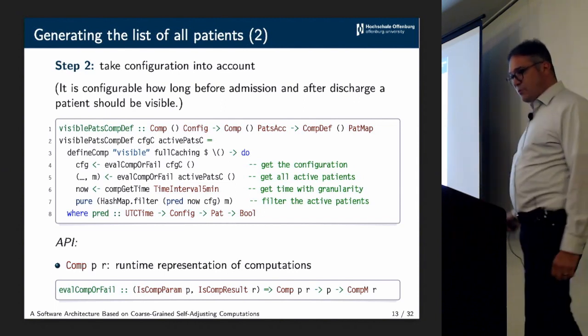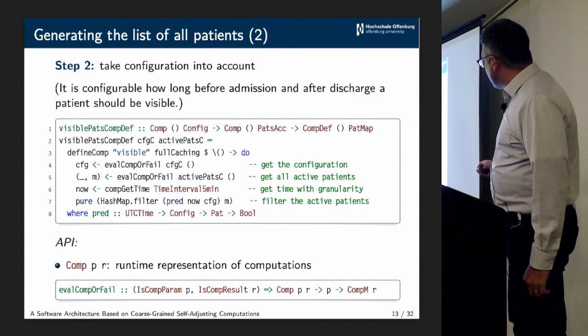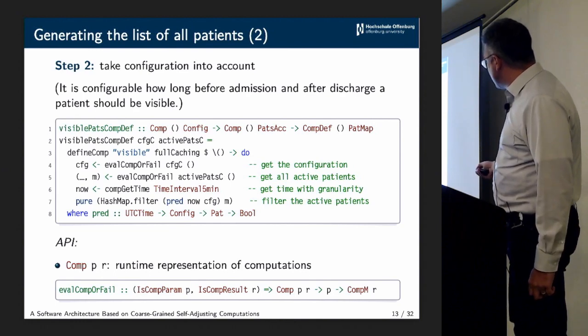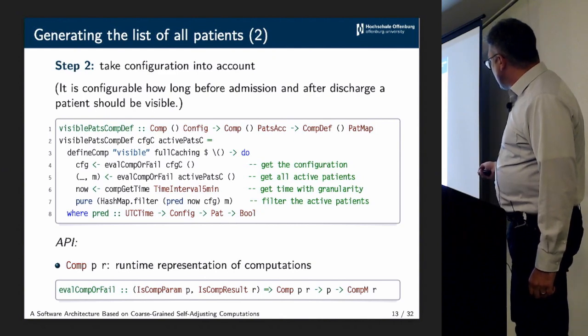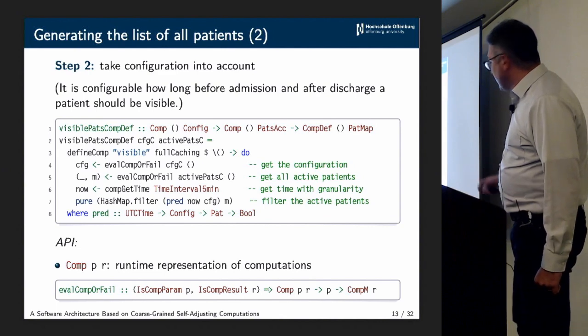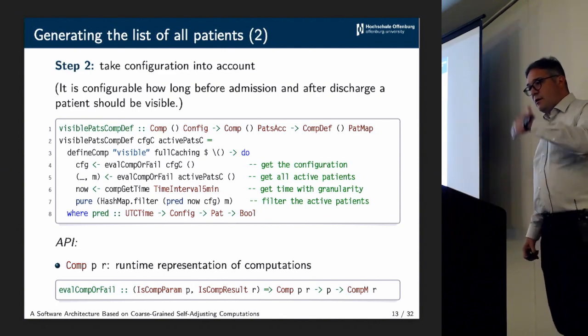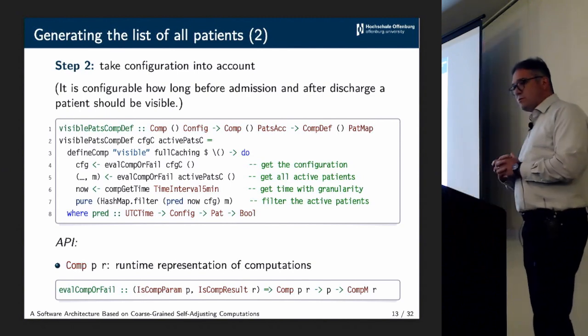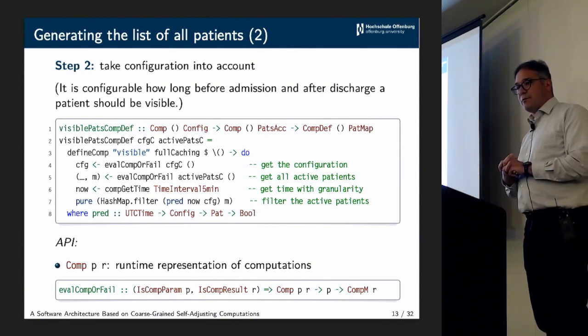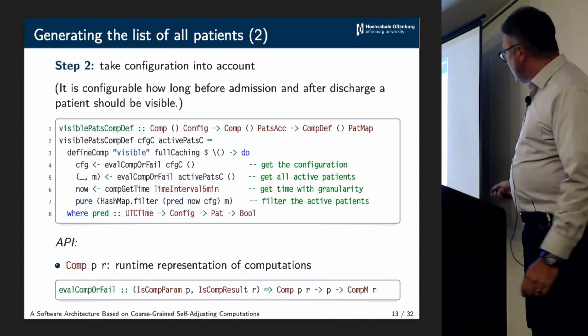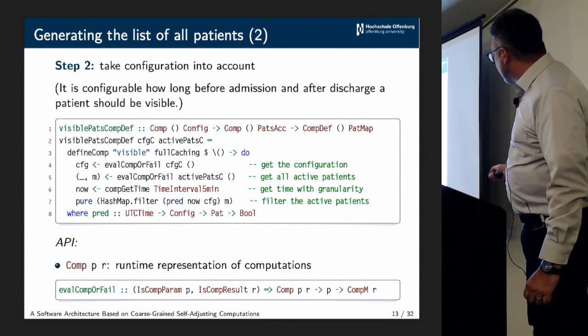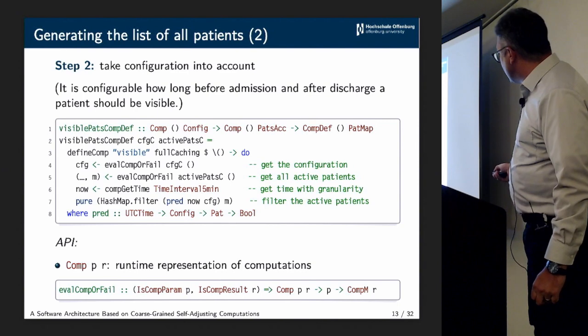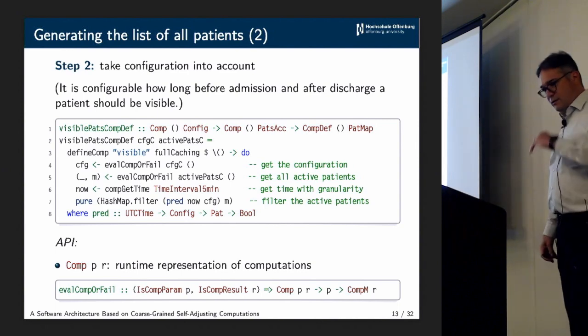And then what we do in the body here, we call these computations. This is eval comp or fail stuff here and here. We can access the time at a certain granularity, and then we filter the complete list of patients with respect to the configuration and the current time. So that's basically the filtering here, and that's the complete list of patients that are currently in the hospital.